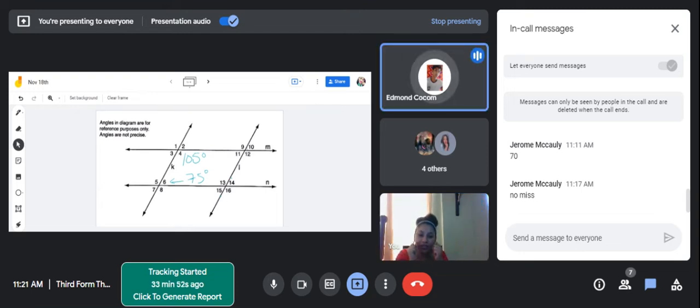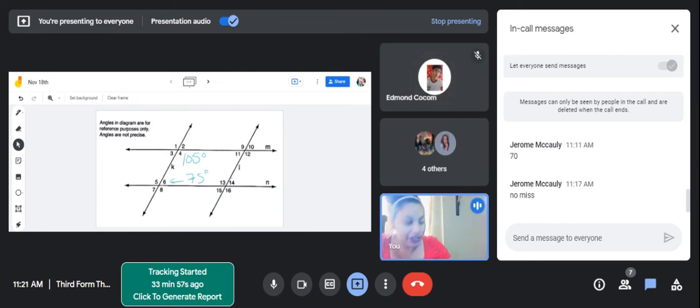Interior angle, miss. Interior angle. Very good, Edmond. Interior angle. That is your reason. Interior angles. Yes, everybody understands? Yes, miss. Okay. Let's do one more and then you guys will have to do the rest on your own.